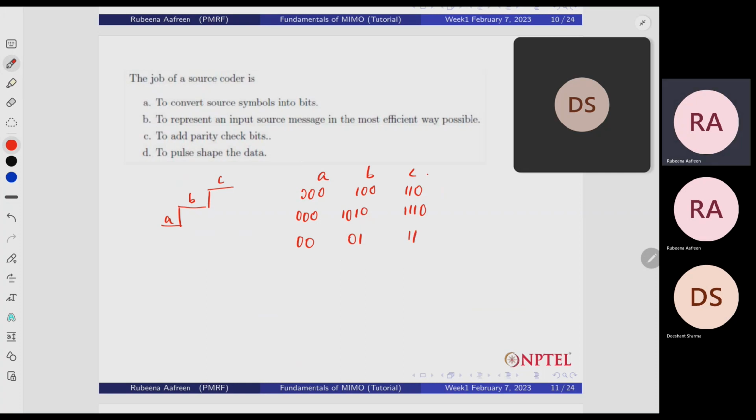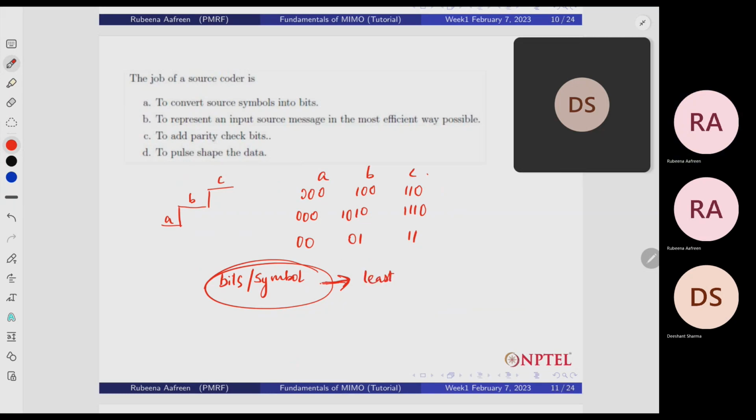So what we are considering is that the number of bits per symbol is less, because we don't want to spend more bandwidth in encoding. We don't want to spend more bits in encoding. So what we want is the number of bits per symbol to be the least. From this concept, you see what the job of the source coder is. It converts source symbols into bits, that is correct, but it represents an input source message in the most efficient way possible. So this would be the answer. Any doubt here?